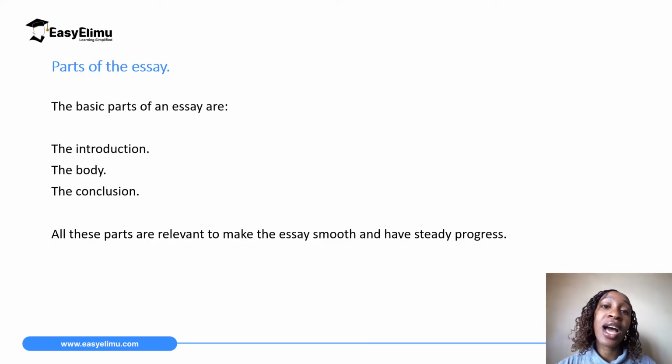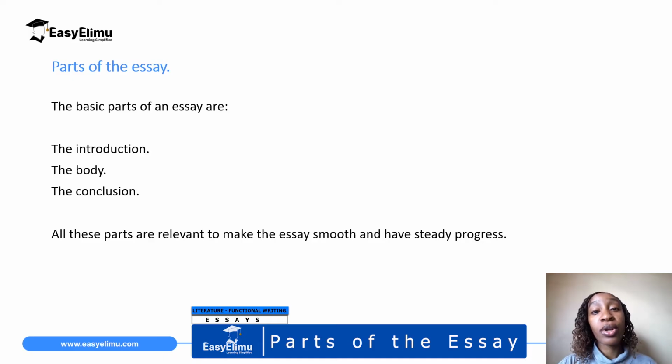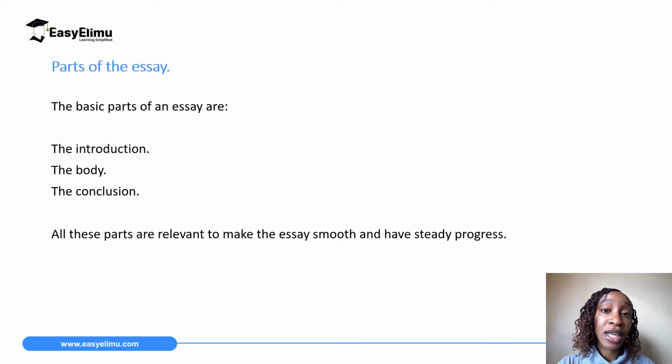So an essay has three parts, that is the introduction, the body, and the conclusion. And all these parts are relevant for your essay to make sense. They all need to be in sync. They all need to be able to connect to one another for your essay to make sense and for the essay to be smooth and have steady progress. So we are going to look at all these parts one by one and see what is contained in each part.